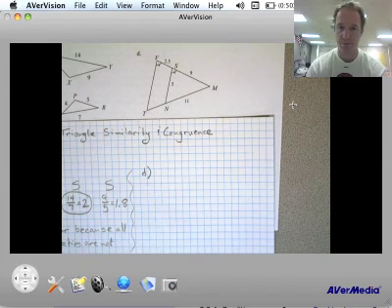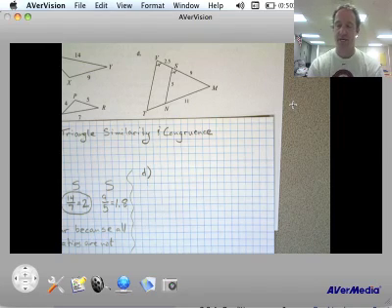Hint, hint about part B tomorrow. You might keep that in mind for part B when you do that in class tomorrow.